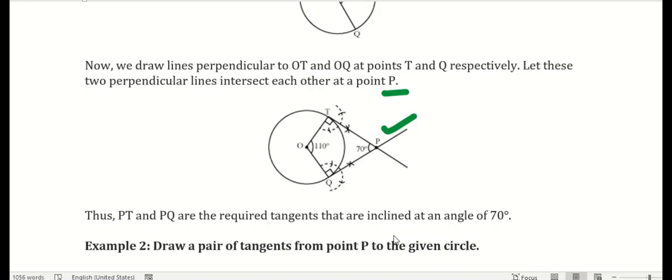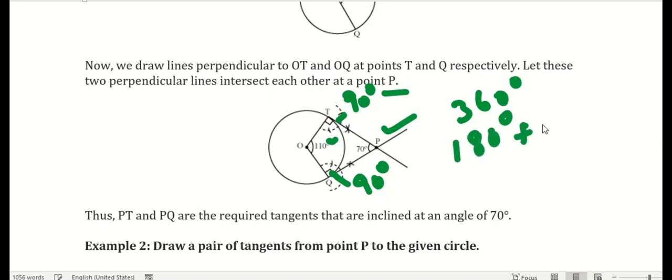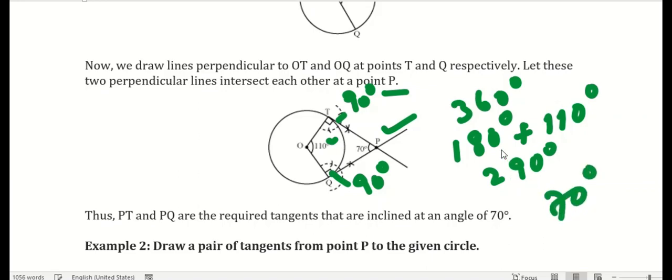I hope you have understood. You can see here, here is 110, here is a 90 degree, here is a 90 degree. When you add them, the total will be 360 degrees, right? So 90 plus 90 is 180 degrees, plus 110 degrees, how much is it? 290 degrees. When you subtract it from 360 degrees, we get 70 degrees, and we can use the protractor to measure it and check whether your construction is correct or wrong.